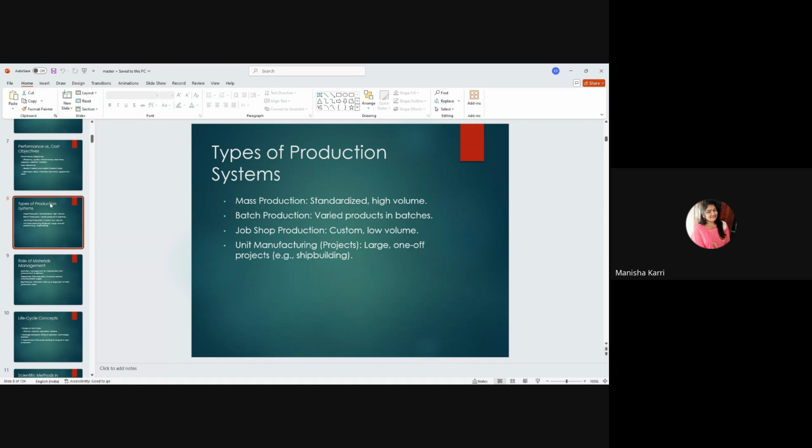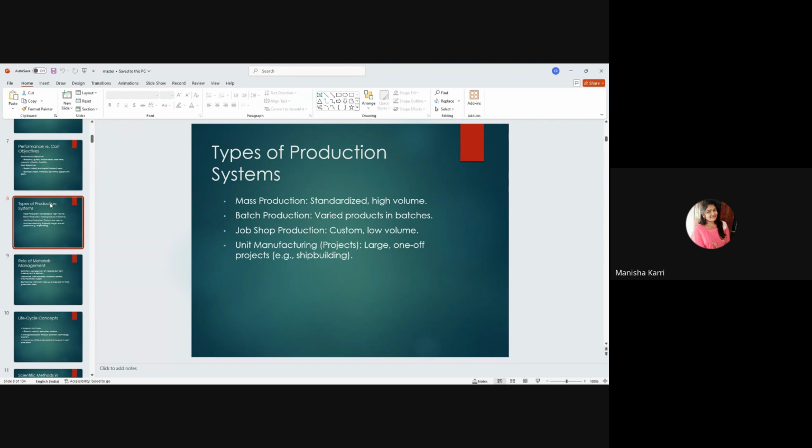And the third type of production system is job shop production. Generally, the system is designed for custom, small scale production where each product is made to specific customer specifications. This is very low volume and high customization.